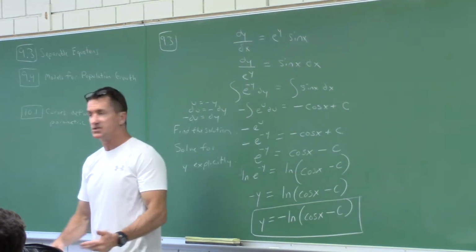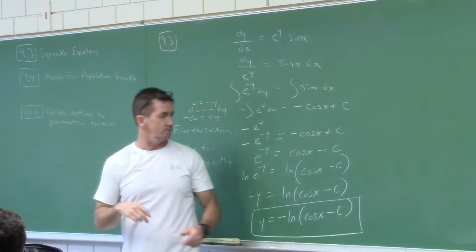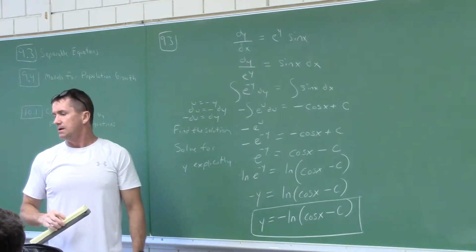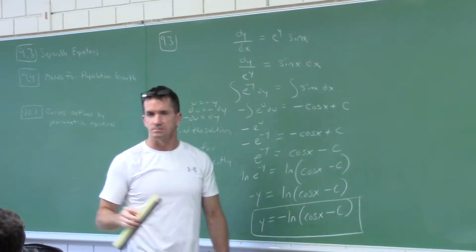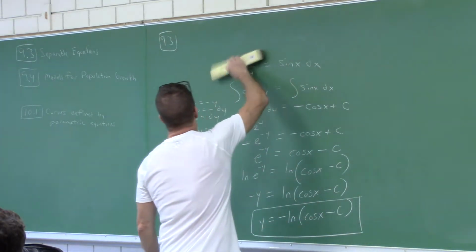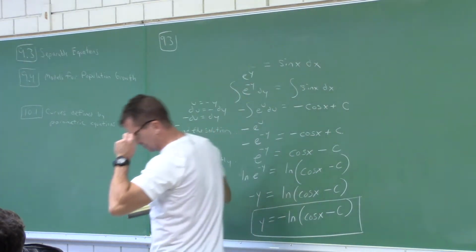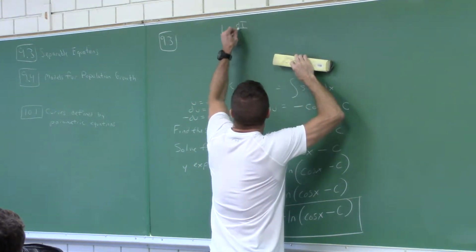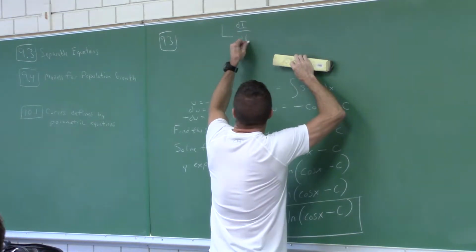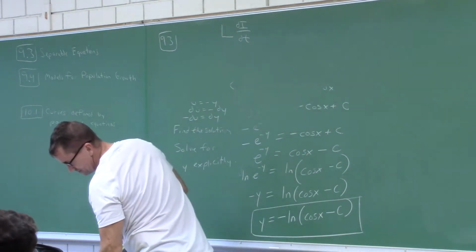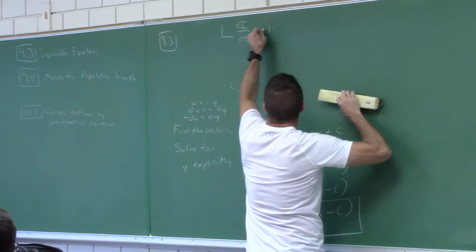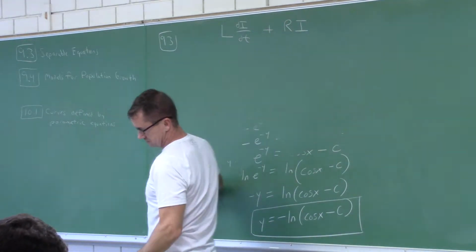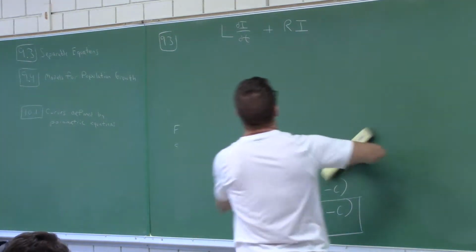We're going to do some application problems before we do the models for population growth. So this next problem models a current in an electric circuit. Let me put this equation down. L times di/dt plus Ri equals E of t.